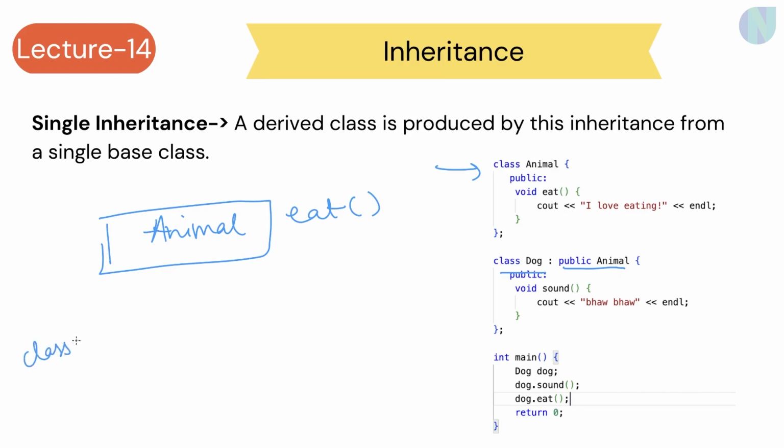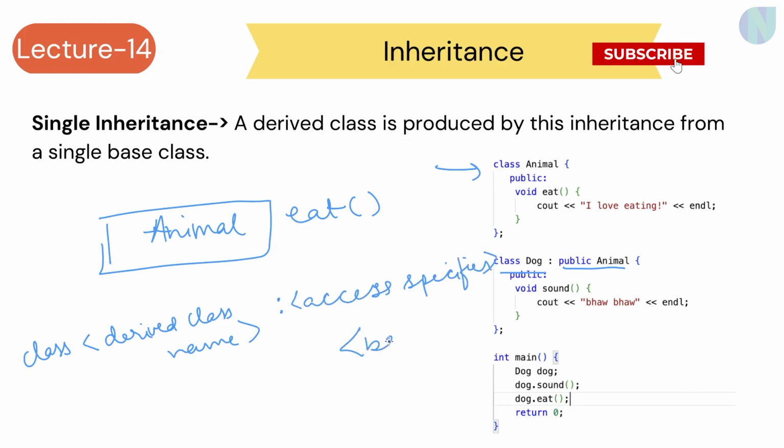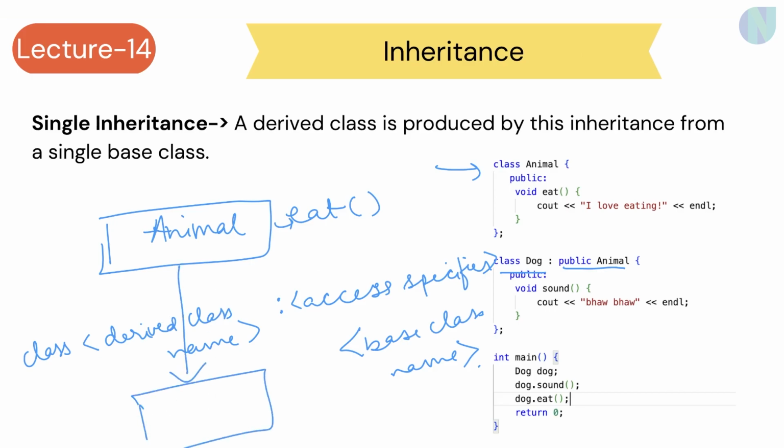We use the class keyword, then we give the derived class name, then we use the colon, and then we give the access specifier, and then we give the base class name. Basically, animal is a class which is having a property called eat. Now there is a class which is deriving properties from animal, that is dog. Since dog is deriving all its properties from animal, it would also have the same method called eat. Now dog has an additional method called sound.